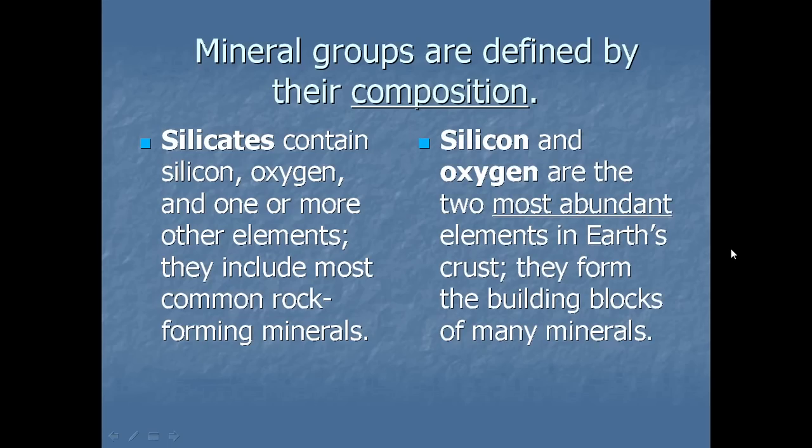If you haven't gotten a chance to write this down yet, silicon and oxygen are the 2 most abundant elements in the Earth's crust. Very important. They form the building block of many of our minerals.